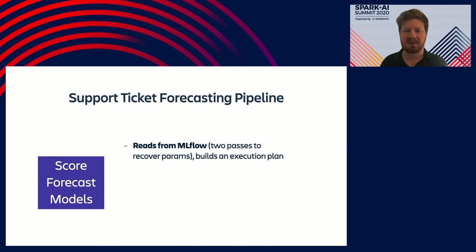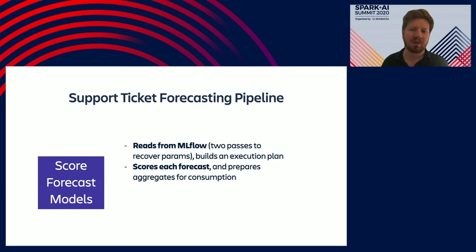So now we're going to look at that final scoring step in more detail, where the pipeline automatically uses the models to generate a forecast and publish it as a table to our data lake. So firstly, the pipeline reads from MLflow to recover all of the models in the latest batch. We need to do two passes here. One to recover all of the runs in the experiment, and then we filter out for the latest batch and we do another pass to retrieve each of the parameters for that model. Then we use these models and the parameters to prepare an execution plan, which is really just a table in a for loop.